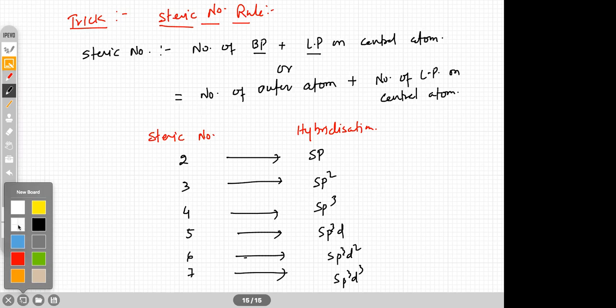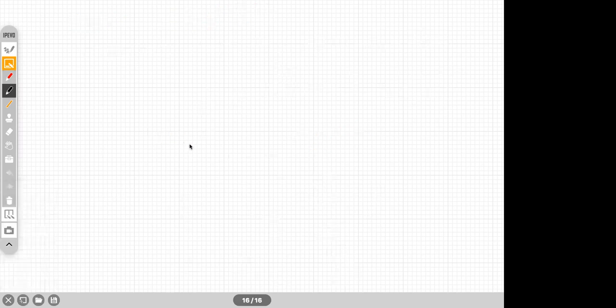So Q plus R by 2 gives you the steric number, and then you can find out the hybridization and then geometry and other things. Basically the steric number gives you the idea of the geometry of the molecule, the hybridization, plus the shape of the molecule. Geometry, hybridization, and shape you can find out from that steric number.